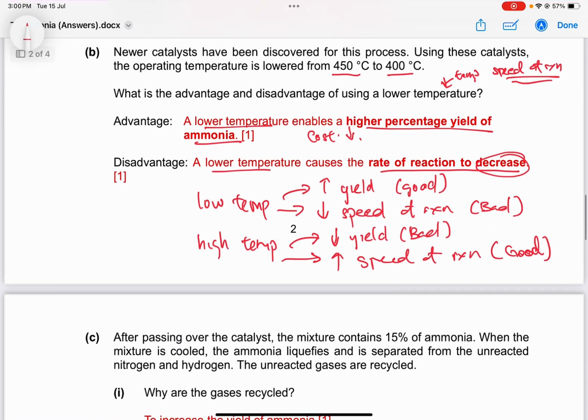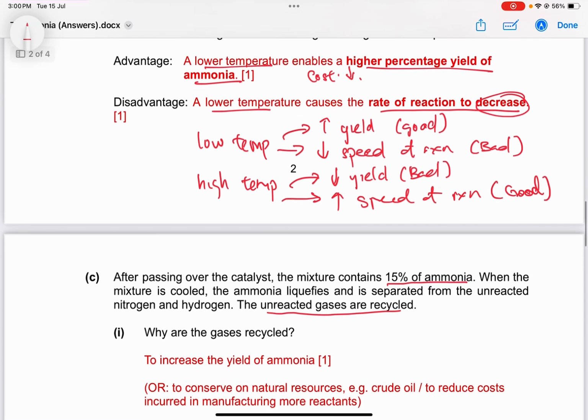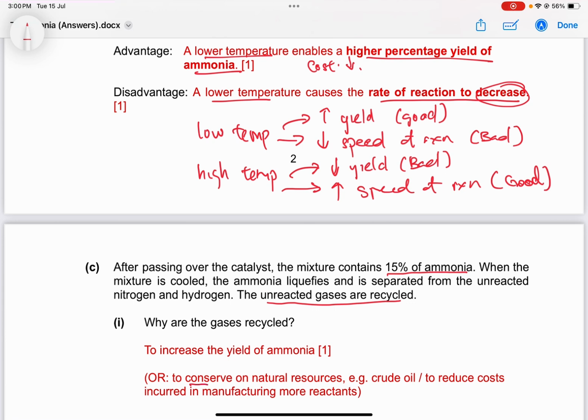Okay, next. After passing over the catalyst, the mixture contains 15% of ammonia. When the mixture is cooled, the ammonia liquefies and is separated from the unreacted nitrogen and hydrogen. The unreacted gases are recycled. Now, generally, recycle is because if unreacted, you let it go out, it's a waste. So generally recycle because you don't want to waste the gas. Okay, so you recycle. Obviously, first is to conserve our natural resources so you don't waste, and then this will actually help you to reduce costs incurred in the manufacturing.